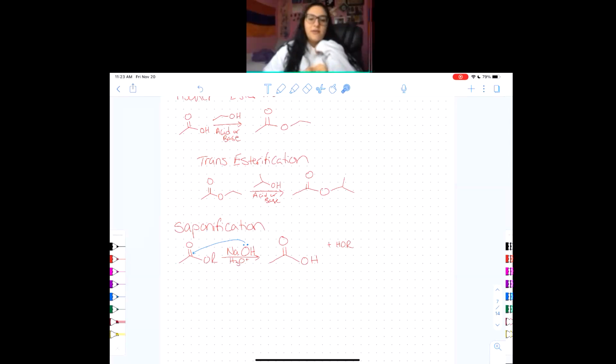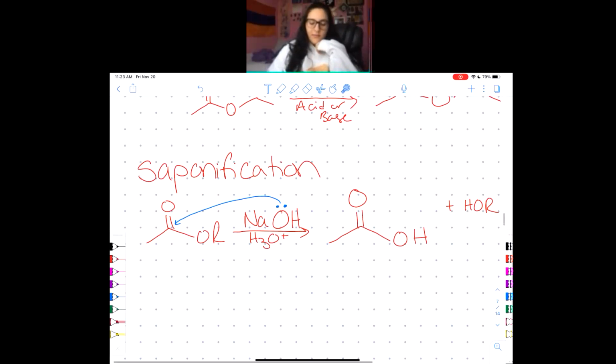So yes, we use base in a way because we're using NaOH, but in order to protonate at the end, you want to have either H2O or some acid. But don't think of NaOH as a base. That is going to be our nucleophile in this case, because that's what's doing the attacking.